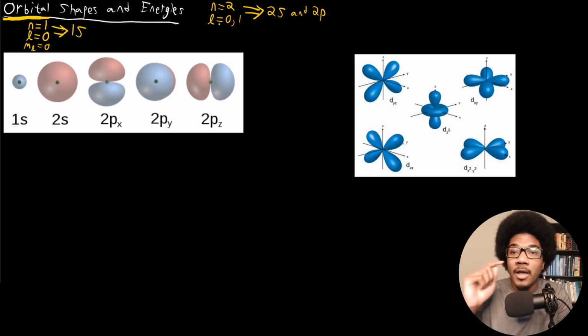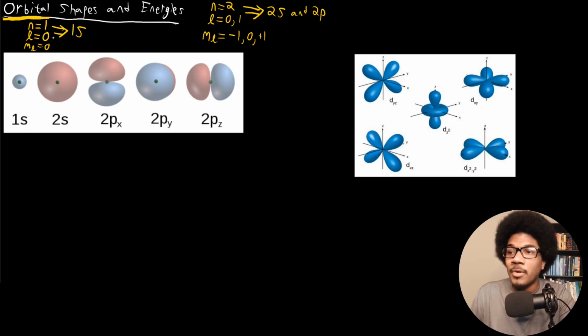If we think about L being equal to 1, then m sub L can take on values of -1, 0, and +1. Keeping in mind that m sub L, our magnetic quantum number, can take on values from -L to +L. So if L is equal to 1, that means that it can take on values -1, 0, and +1. So let's take a look at what these will look like, what their shapes look like, and orientations.